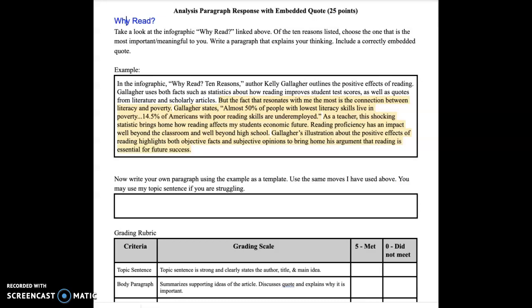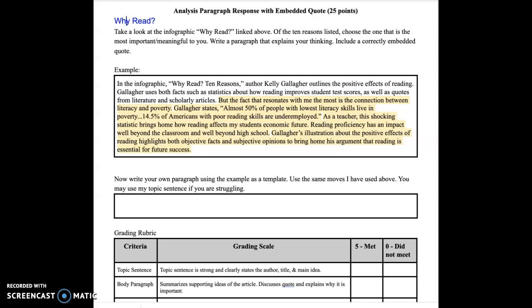All right, in today's lesson, we're going to look at a second kind of paragraph. Last week, we focused on the summary paragraph. In this lesson, we're going to focus on taking a deep dive and really examining one aspect of a text. So remember, analysis focuses in on one specific idea. So we're going to look at the infographic Why Read again.